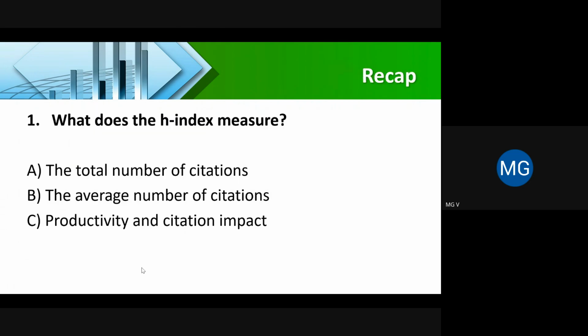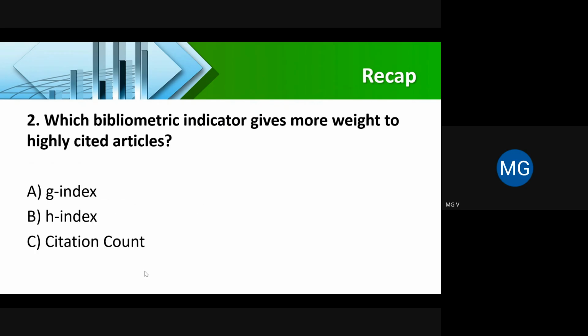So what does the H-index measure? The total number of citations, the average number of citations, or productivity and citation impact? I just mentioned it. It is C, right? It is productivity and citation impact. Which bibliometric indicator gives more weight to highly cited articles? G-index, H-index, or citation count? Okay, it is A, G-index. Right.